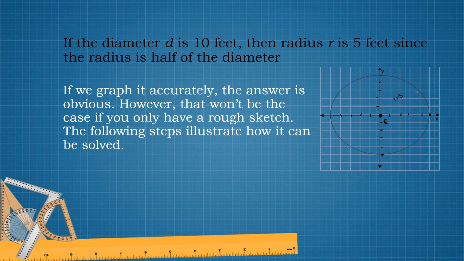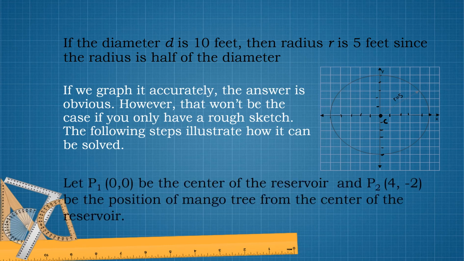Now, the question is, how are we going to know if the mango tree will be removed or not? Let P1 at (0, 0) be the center of the reservoir, and P2 at (-4, 2) be the position of the mango tree from the center of the reservoir. Using the distance formula, we're going to determine the distance from the center up to that point of the mango tree, so that we know if the mango tree will be removed or not.